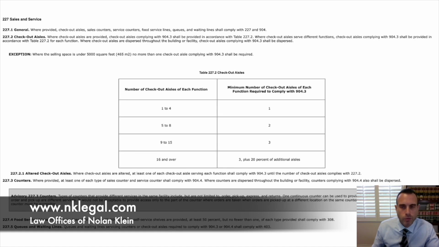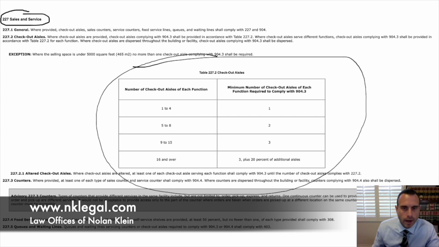And I've picked out a few more issues here just to go over. Sales and service counters, Section 227, and this goes over what the sales and service counters need to be, how many there need to be, based on how many checkout aisles there are for the service counter, how high they need to be, which other provisions they need to comply with.